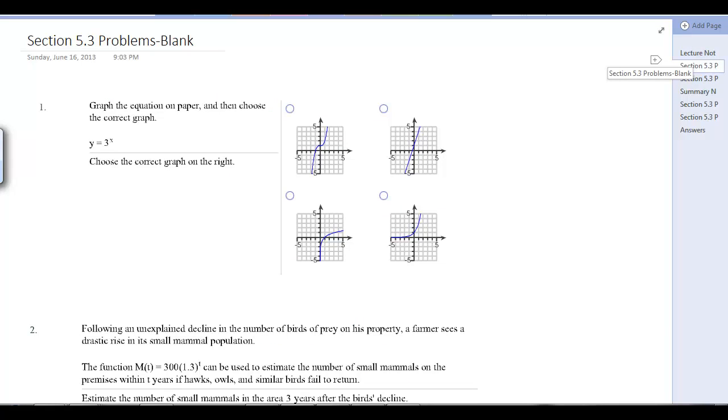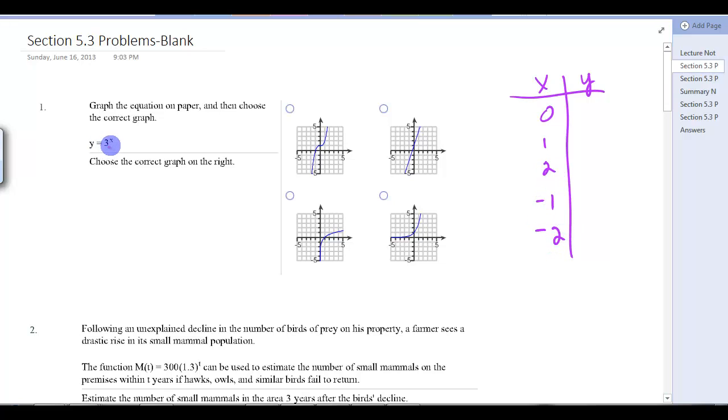Graph the equation on paper and then choose the correct graph. All right, so if you were doing this on paper, we would say X and Y, and we would pick some numbers. 3 to the 0 power, anything to the 0 power is 1. 3 to the first power is 3. 3 squared is 9. Now 3 to the negative 1 is the same as 1 over 3 to the first power, so that's 1/3. And 3 to the negative 2 would be 1 over 3 squared, so that'd be 1/9.